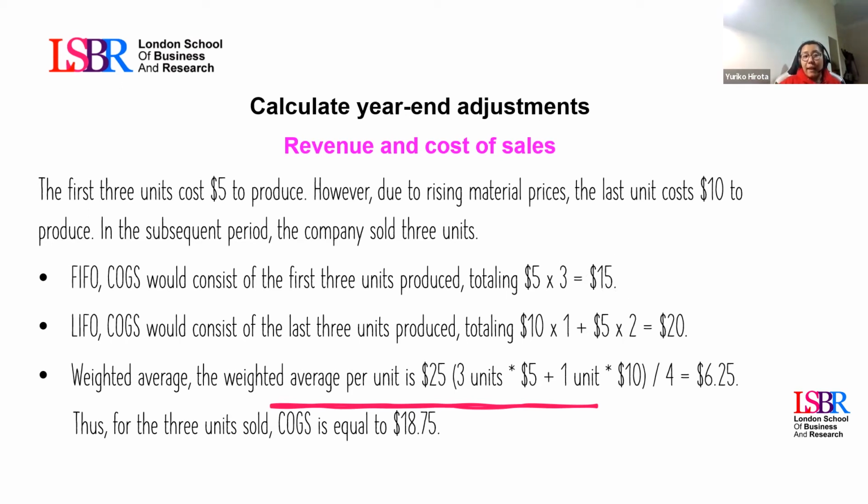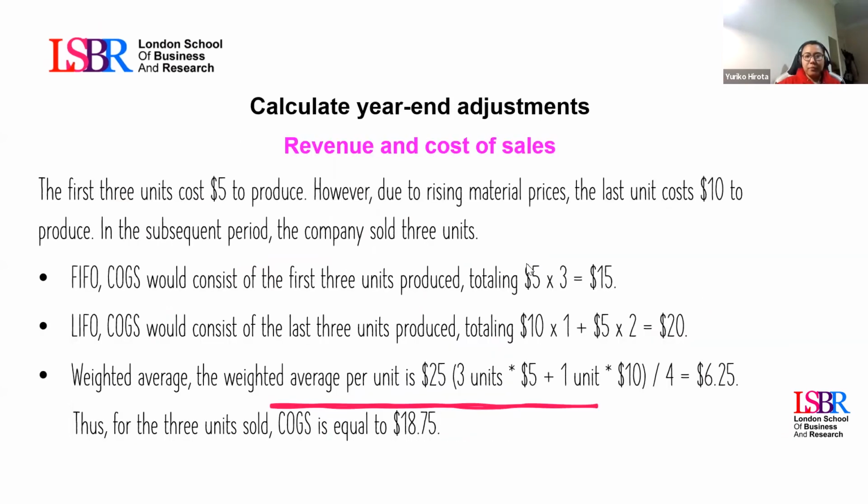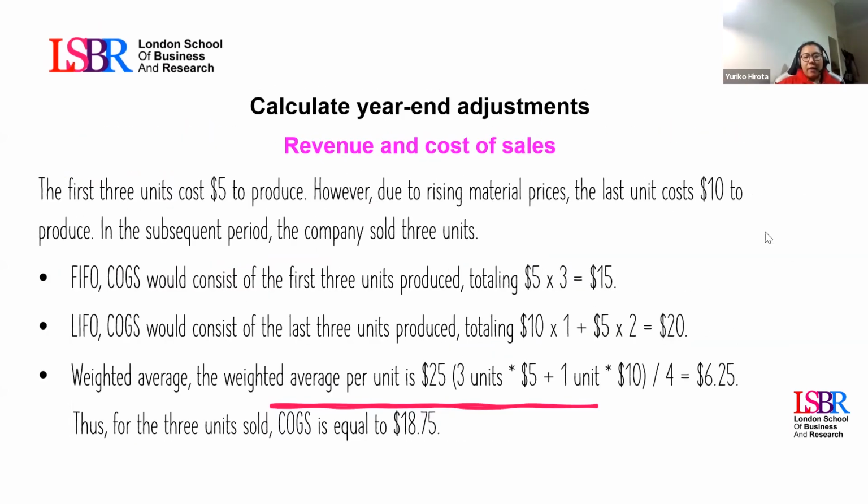This is not the point. The thing is that we might not be using the correct method according to the necessities of the company. For that reason, it's very important to determine which is the method that best suits the necessity of the company. So these are the adjustments in terms of revenue and cost of sales.